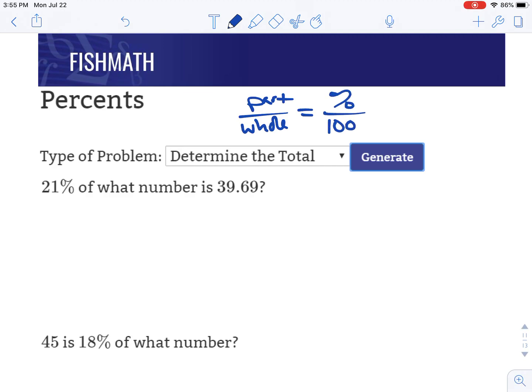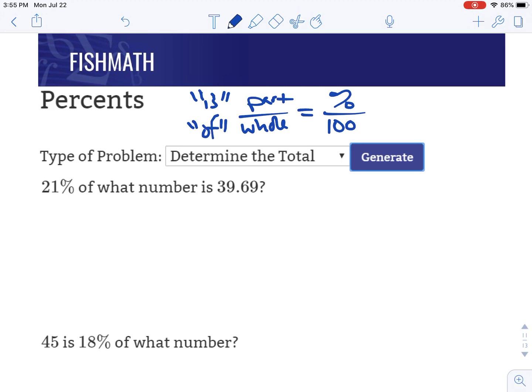And our keywords we look for: part would be "is" as the keyword for part. And then for the whole, we look for the keyword "of". So "is" tells us it's the part, and "of" typically tells us that's the whole thing we're looking for.